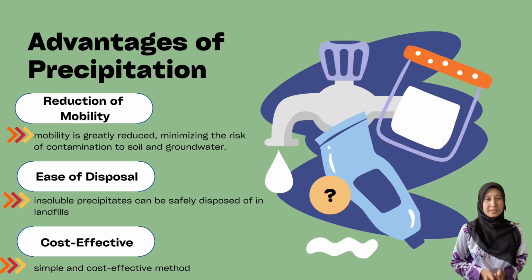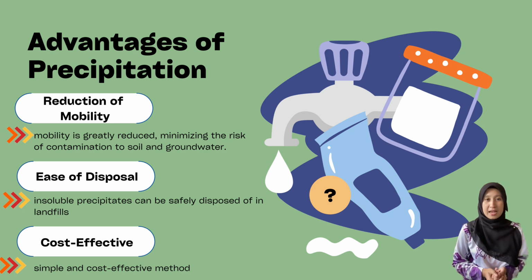Advantages of precipitation. Reduction of mobility. By converting soluble heavy metals into insoluble forms, their mobility is greatly reduced, minimizing the risk of contamination to soil and groundwater. The next one is ease of disposal. The insoluble precipitates can be safely disposed of in landfills as they are less likely to leach into the environment compared to their soluble counterparts.